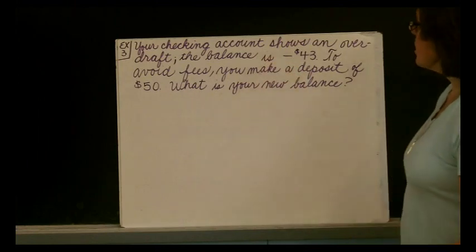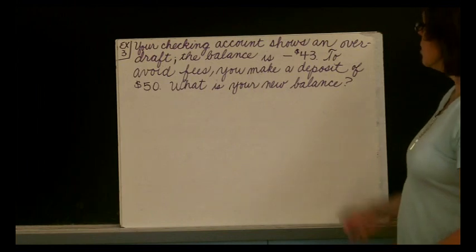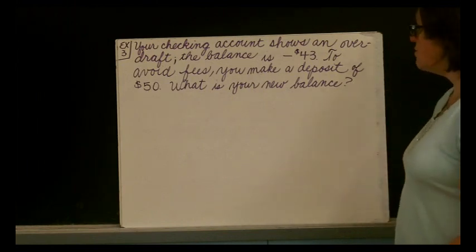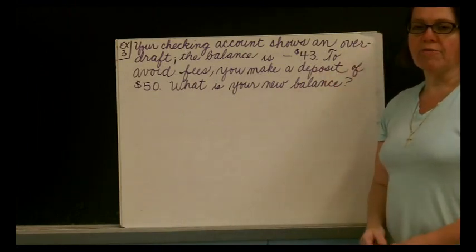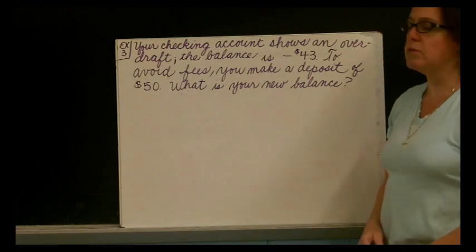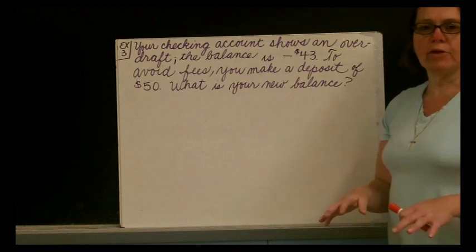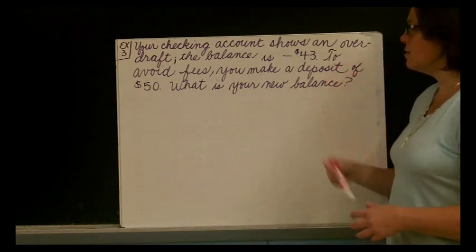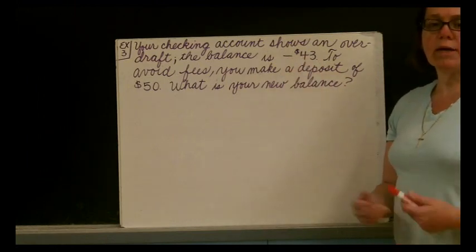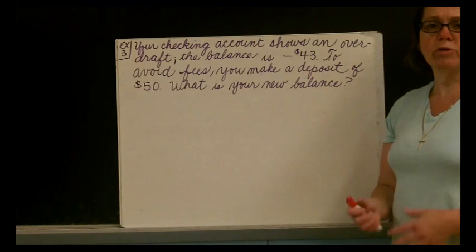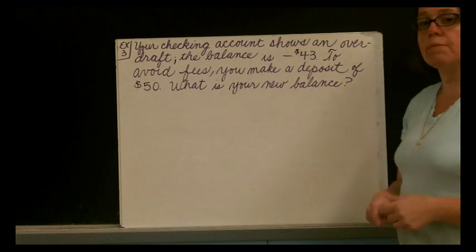Here it is. Your checking account shows an overdraft. The balance is -$43. To avoid fees, you make a deposit of $50. What is your new balance? So you probably don't have a checking account of your own, but sometimes adults will write checks for more money than they have in their account. That's what an overdraft is. So when you have a balance of -$43, it means the bank is going to probably charge you some fees because you need to have a balance that is 0 or greater. You can't be owing the bank money.